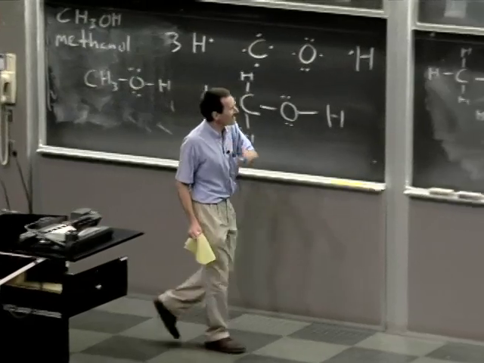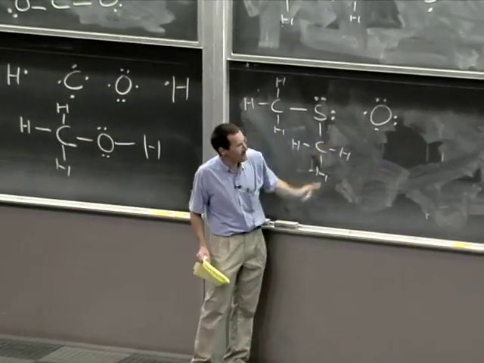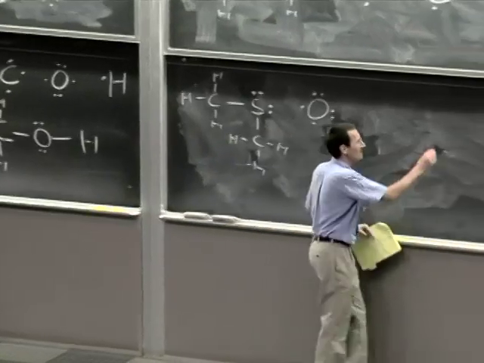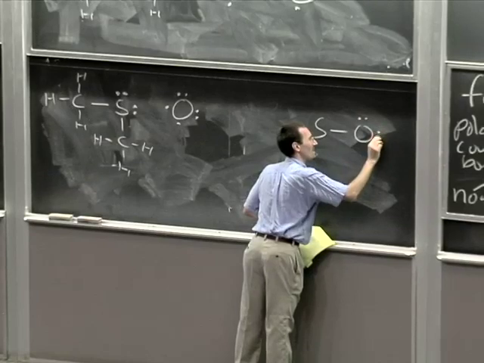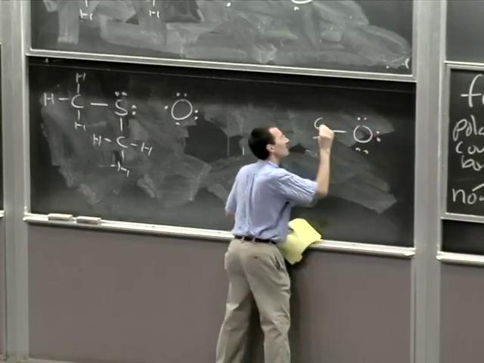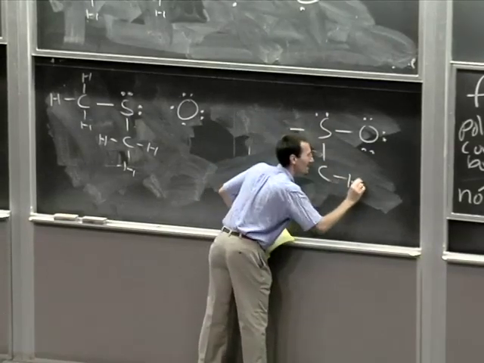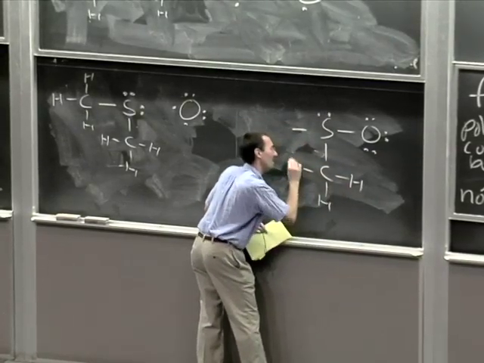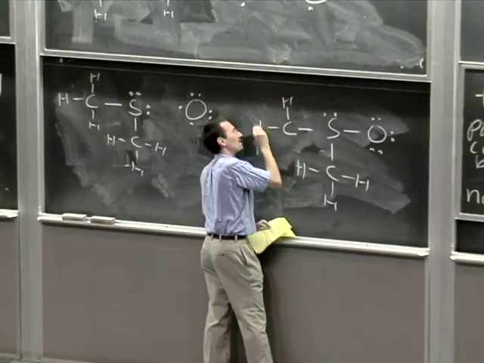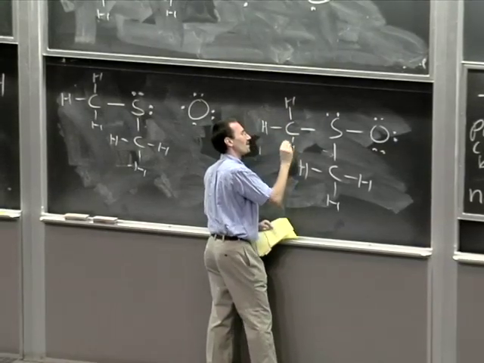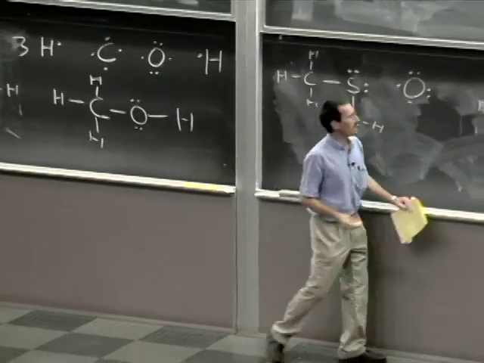Connect the sulfur to the oxygen. The oxygen has 6 electrons, it just wants 2 more. So it's happy. Connect the sulfur to the oxygen. We'll have 8 electrons around everybody. Everybody gets a complete octet.